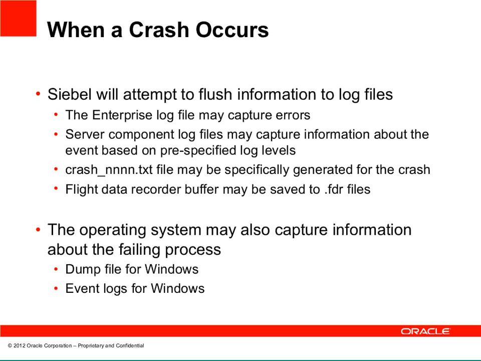When the actual crash occurs, we see an entry in the enterprise log, as the prior example showed, and also in the server component and task logs. The crash.txt file should be saved. We also have the concept of the SDR files, the flight data recorder files, introduced initially in Siebel version 7.0, with a much improved version in Siebel 7.7 and 7.8. These hold a running buffer of information. And on the operating system side, we've got the dump file and the Windows event logs.